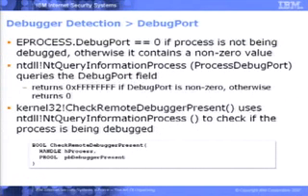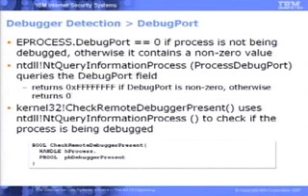Another debugger detection technique is via the debug port of the EPROCESS kernel structure. Basically, if the process is being debugged, the EPROCESS debug port field will contain a non-zero value. If the process is not being debugged, the debug port will contain 0.